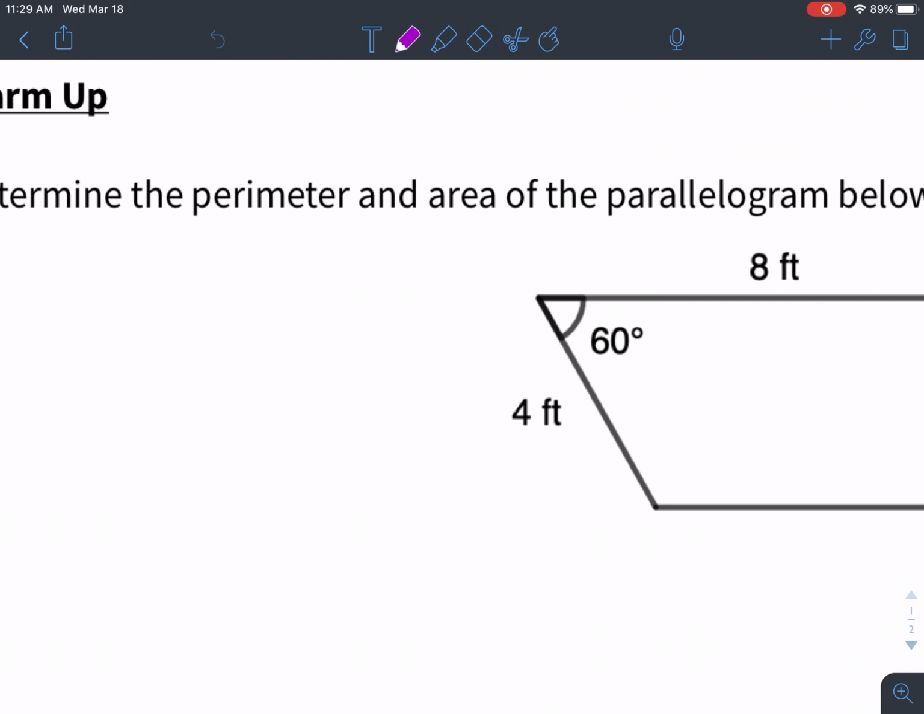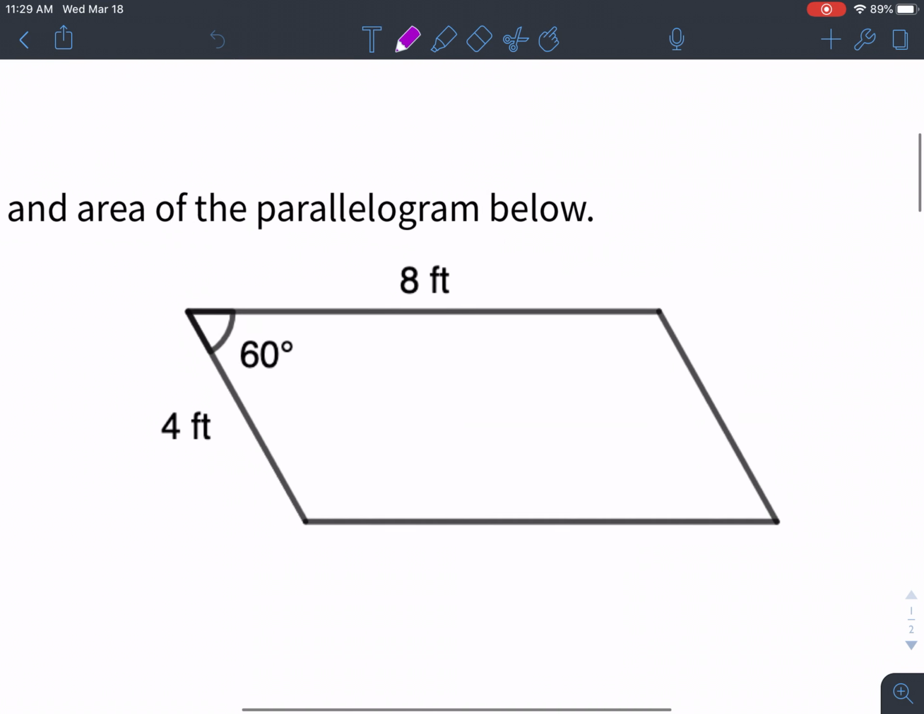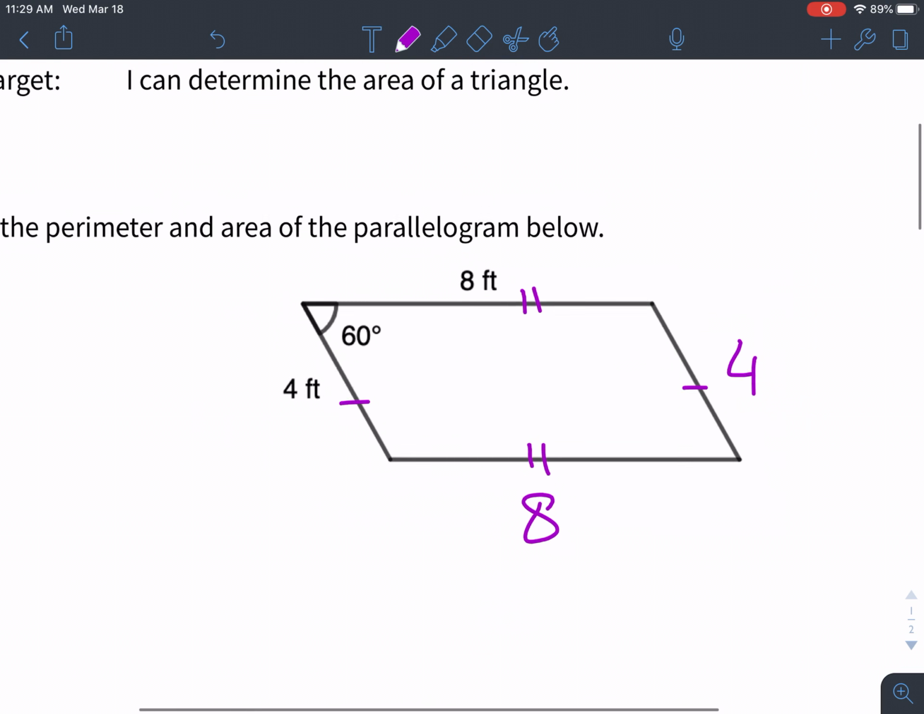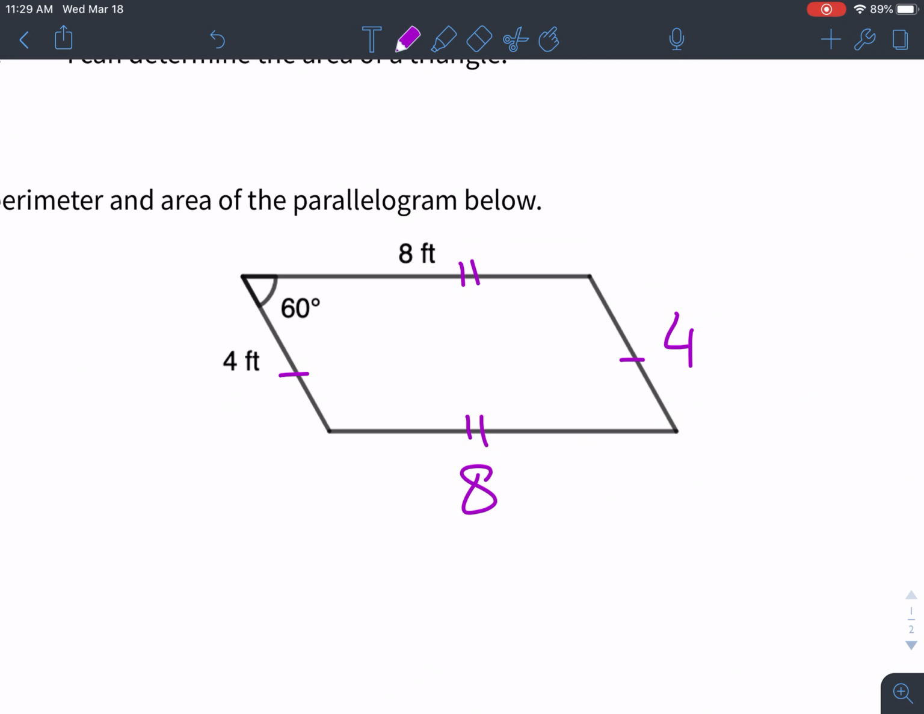Determine the perimeter and area of the parallelogram below. In order for us to find the perimeter, we actually don't need to deal with that 60 degrees. We don't need that for the perimeter because we know that in a parallelogram, the opposite sides are congruent. So our perimeter is 4 plus 8 plus 4 plus 8, which is 24. Include the units, feet. Perimeter is 24 feet.